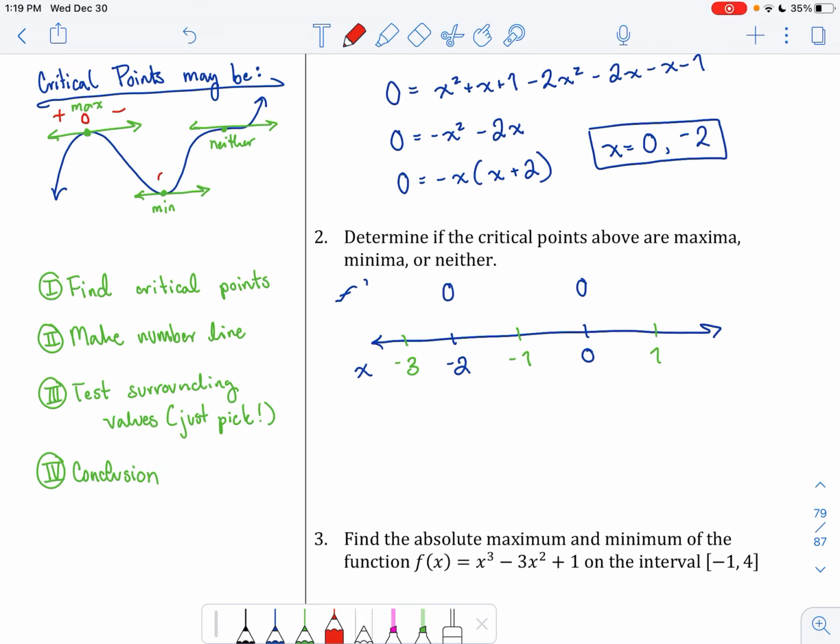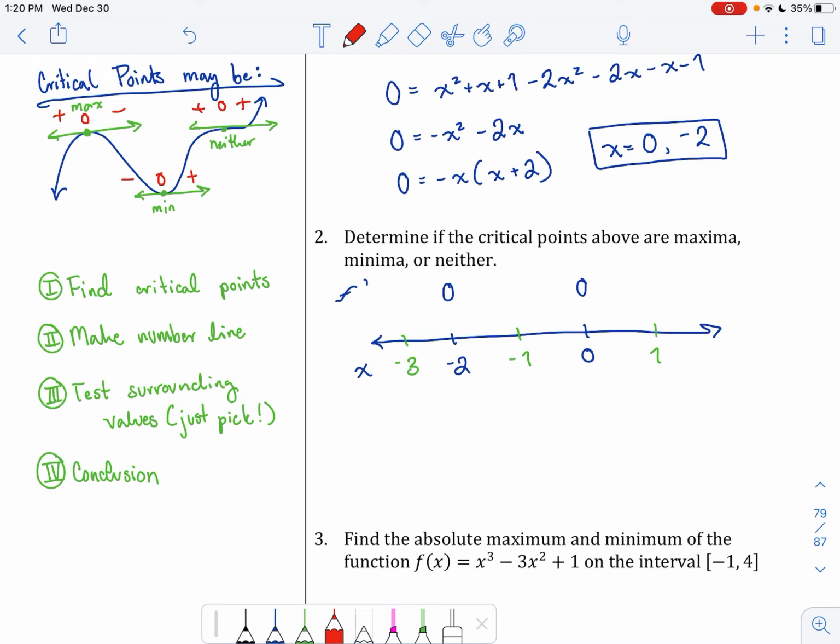Similarly, for a minimum, if we have a negative, a 0, and then a positive, that's a minimum of the function. If it's neither, that just means it's going to be the same sign. So in this case, it's positive, and then it's positive again. It could also be true if it's negative and negative. So if it's the same sign, it doesn't actually change, so it doesn't create a minimum or a maximum.